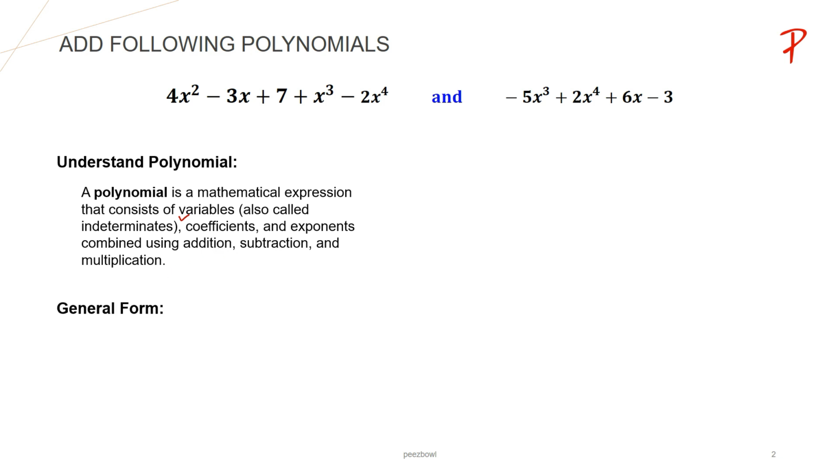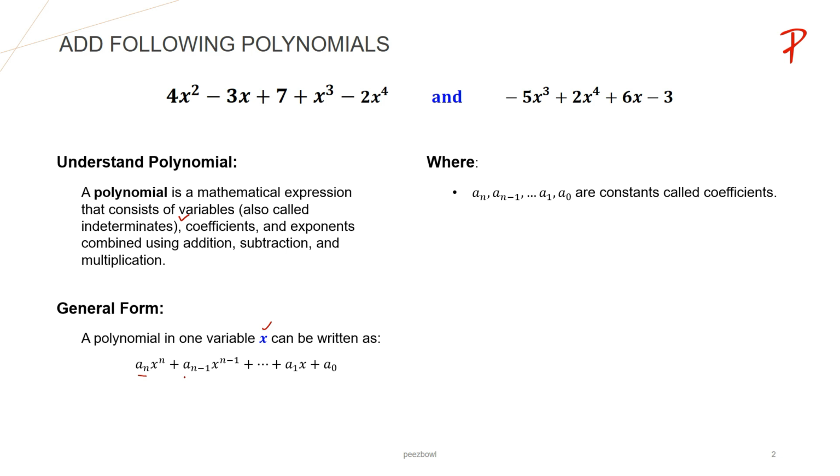Okay? The general form of a polynomial is something like this. Here we have x as the variable, and this is the general form: a_n x to the power n plus a_(n-1) x to the power n minus 1 and so on. The last two terms will be a1 x to the power 1 plus a0 x to the power 0. Because x to the power 1 is x only and x to the power 0 is 1, we do not write x to the power 0 here. So let us see all these terms.